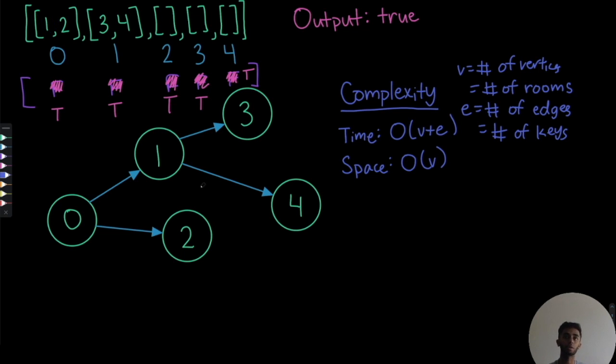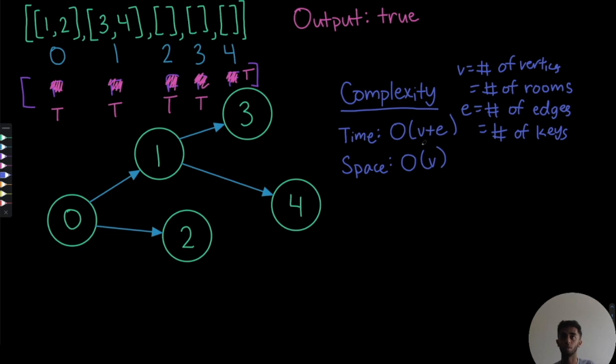So every key corresponds to 1 edge, so the number of edges equals the number of keys. Our time complexity is going to be O of V plus E, because every node has to be added to our stack at some point in time. In other words, we have to process every single node or room that's present here at some point in time if we do end up traversing the whole graph.